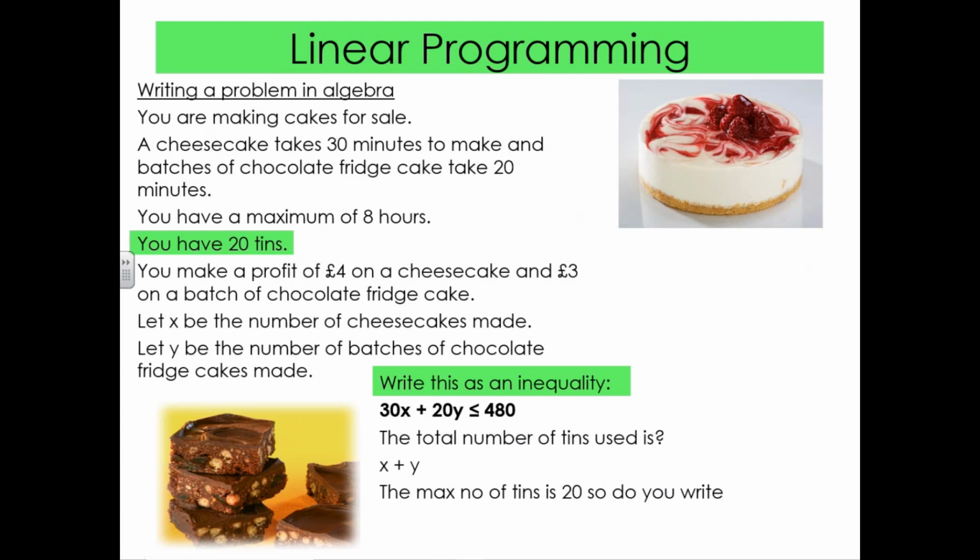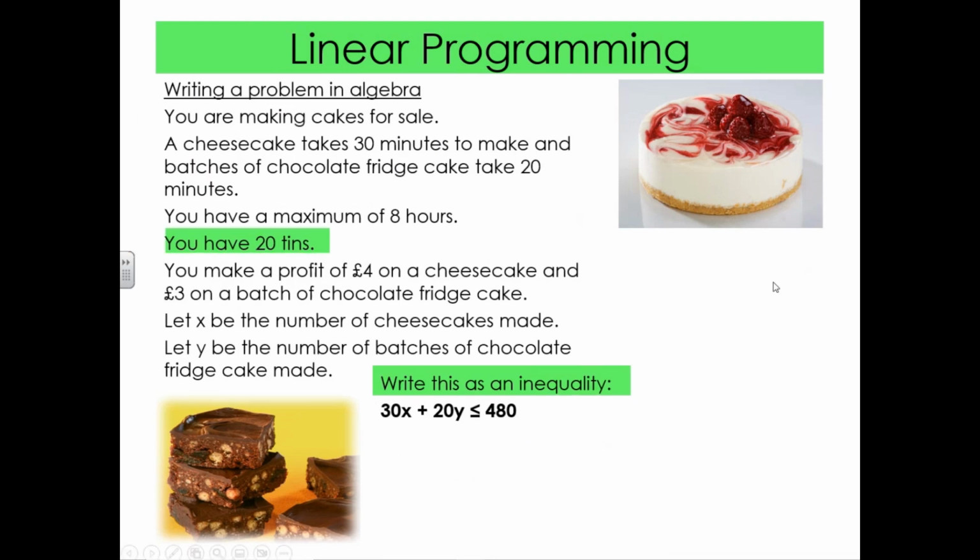The final bit of information that we haven't used in this question is about the 20 tins. The 20 tins is to do with the maximum number of cakes that we can make. The total number of cakes that we can make is x plus y, and that has to be less than or equal to 20. We could have 20 cakes. So the other constraint is x plus y is less than or equal to 20. It's about taking every bit of information that you are given in the question and converting it into some information, whether it's an objective function or a constraint.